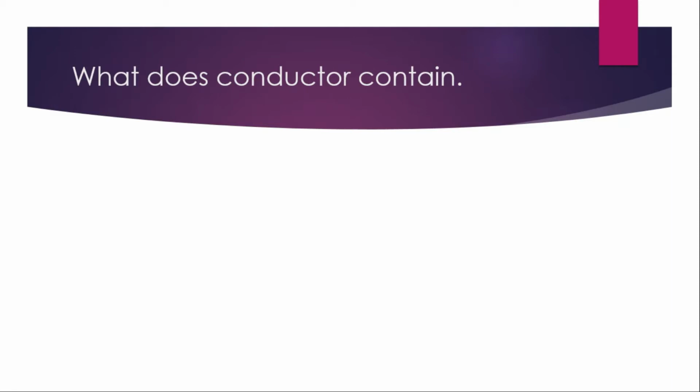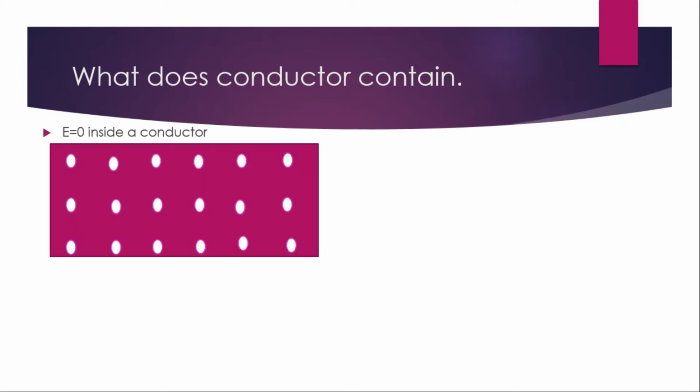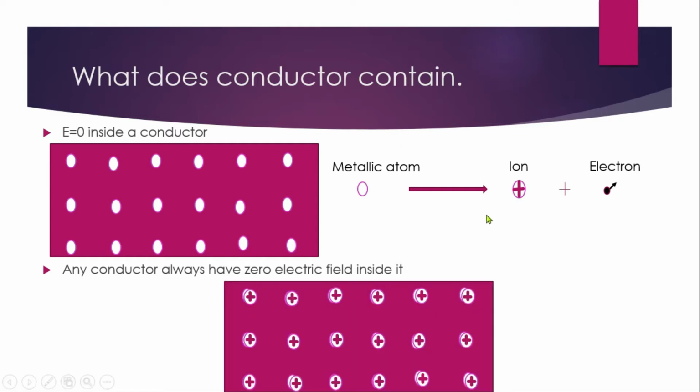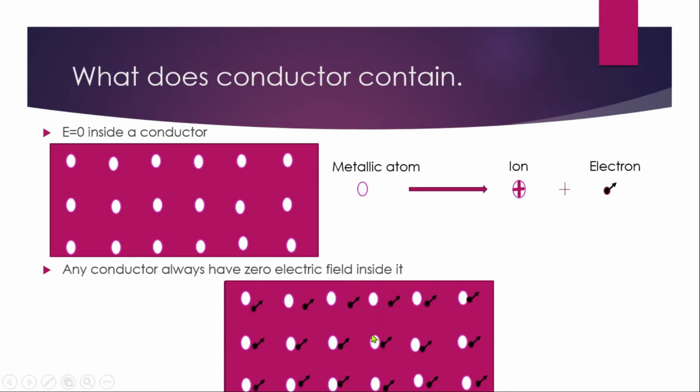What does the conductor contain? Each conductor is made of atoms, and these atoms contain ions and valence electrons. Any conductor always has zero electric field inside it. If you remove the valence electrons from the atoms, the solid becomes ionized and has positive charges. But with the electrons, the whole solid is neutral and has no charge on it.